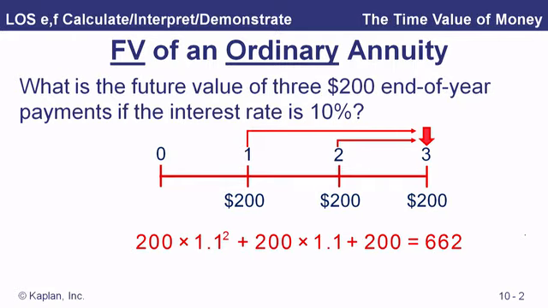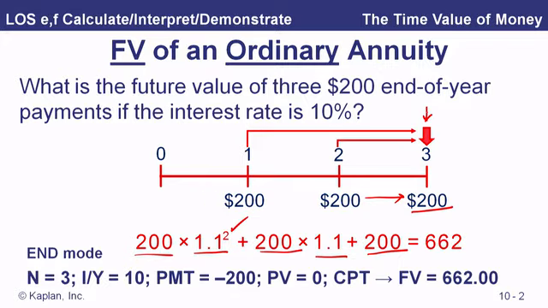So here's one way we could approach that problem. That first $200, it grows at 10% for 2 years. The second $200 right there, that grows at 10%. And then the last $200 is paid in at time 3. So if we added up all those, we'd get $662.